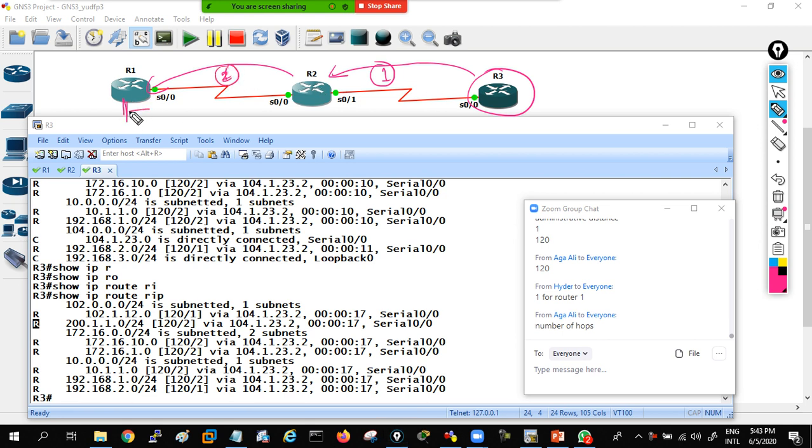Then here, on router 2, the 200 network is connected. Guys, everybody understand that? Hops. 2 hops. Guys, everybody okay? Say yes for me.